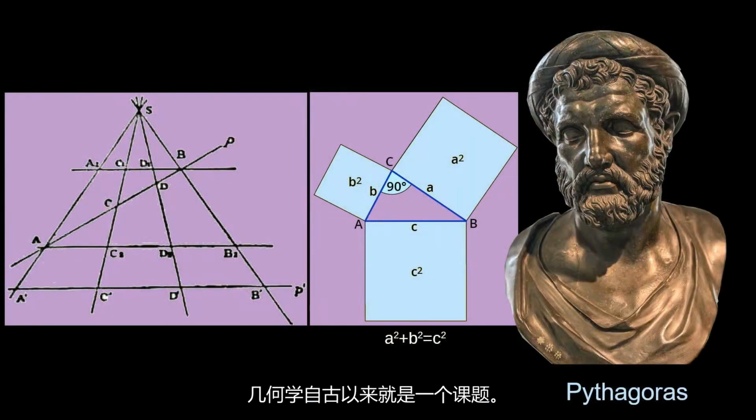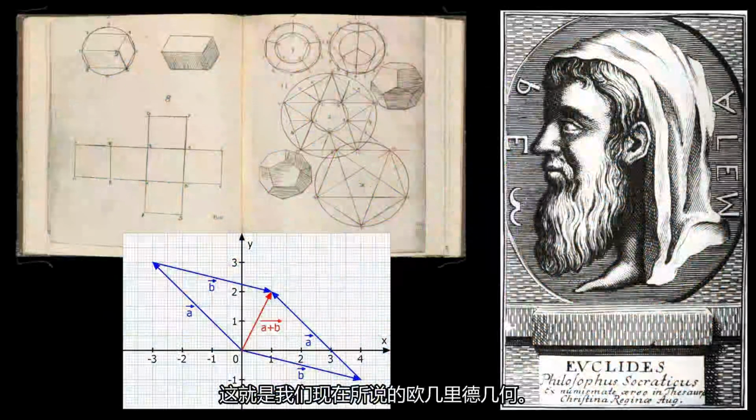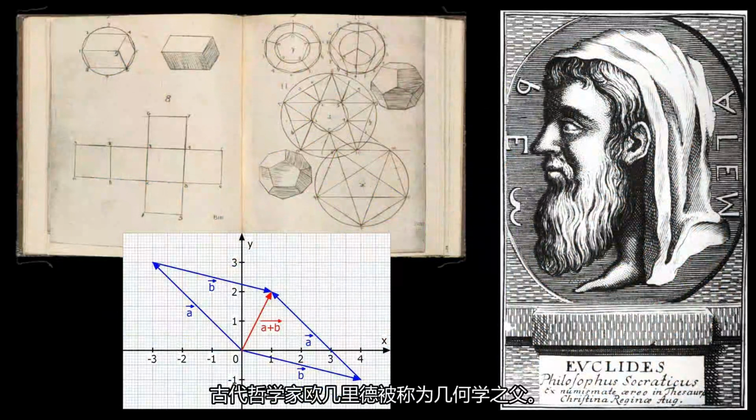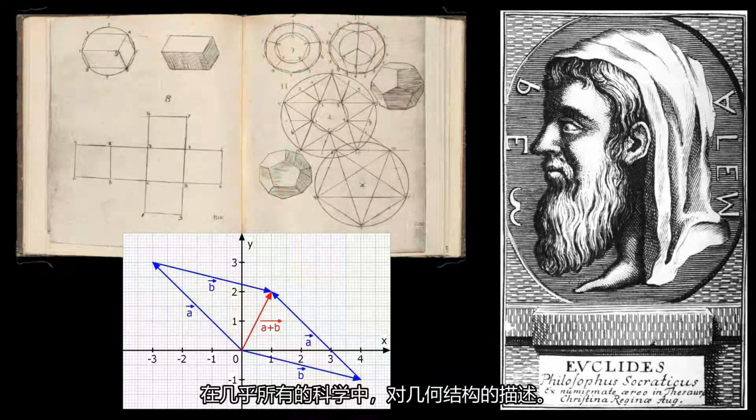Geometry has been a subject since ancient times. We all know the Pythagorean theorem from school. The word geometry actually means earth surveying. At that time, people imagined that the earth was flat. So lines and areas have been represented on straight planes. This is what we now call Euclidean geometry. The ancient philosopher Euclid is called the father of geometry. In modern vector representation, it is the basis for the mathematical description of geometric structures in almost all sciences.